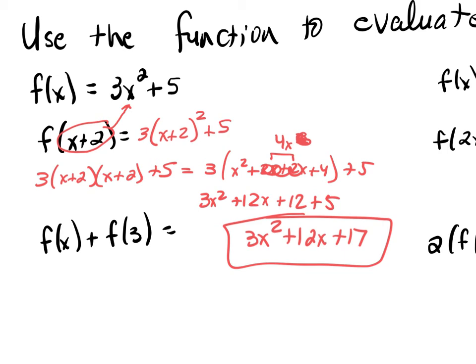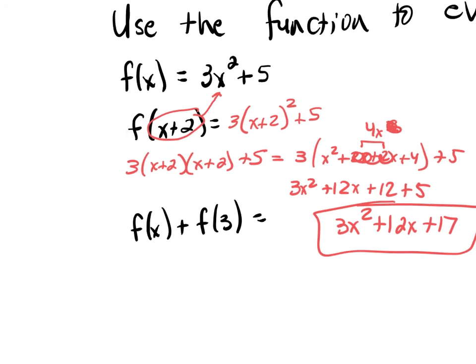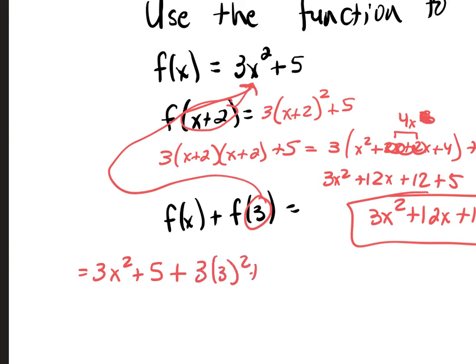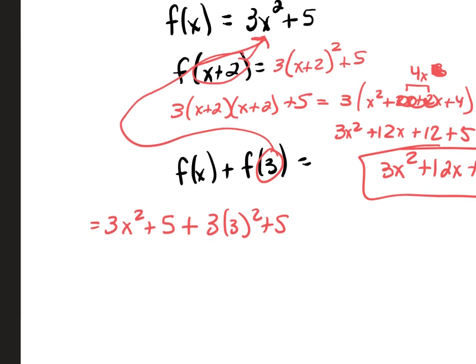For the second one, they're asking you to do two things. They're asking you to plug in x. So if I do that, I still have 3x squared plus 5. And then they're asking you to add that to what? What do they want me to plug in the second part here? They want me to plug in a 3 there. So I have 3 times 3 squared plus 5. I can't do anything with the 3x squared, so I just rewrite it.